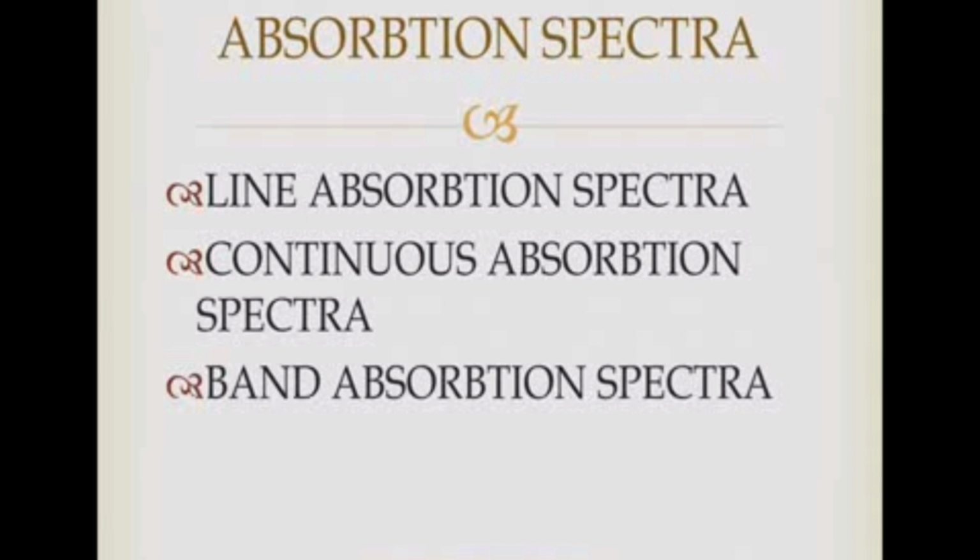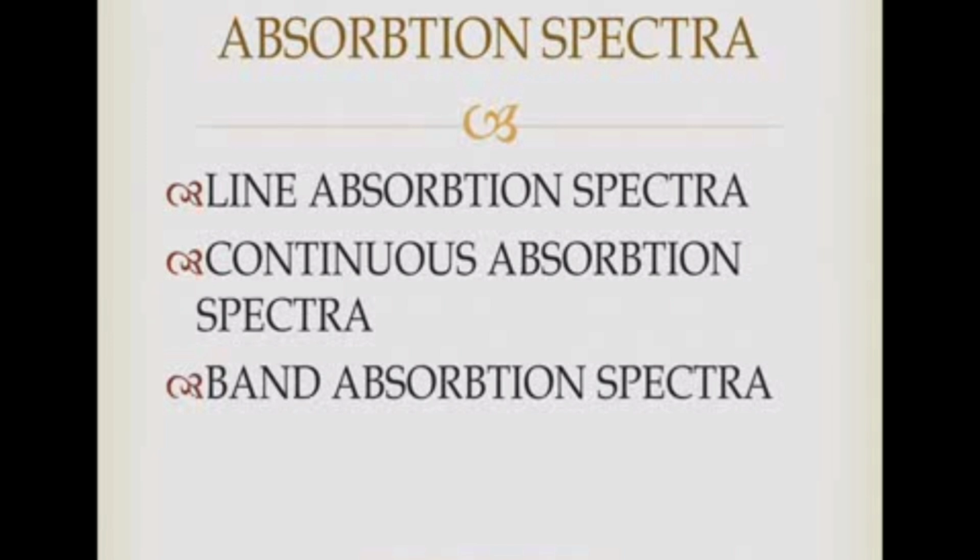Next one is the line absorption spectra. You know that a sodium vapor lamp emits light of 5890 angstrom and 5896 angstrom. There are two specific wavelengths, in yellow color. Suppose white light is passed through sodium vapor and examined by a spectrometer, you are able to see two dark lines. Those two dark lines are the yellow light absorbed by the sodium vapor. That type of absorption is called line absorption spectra.